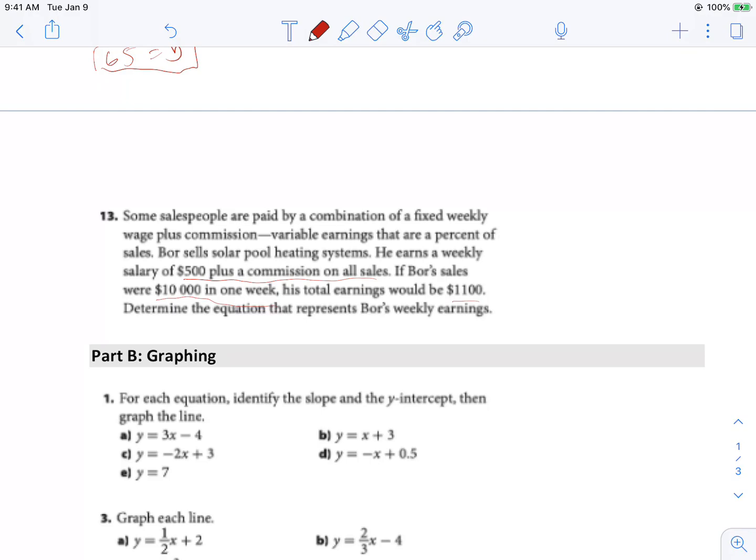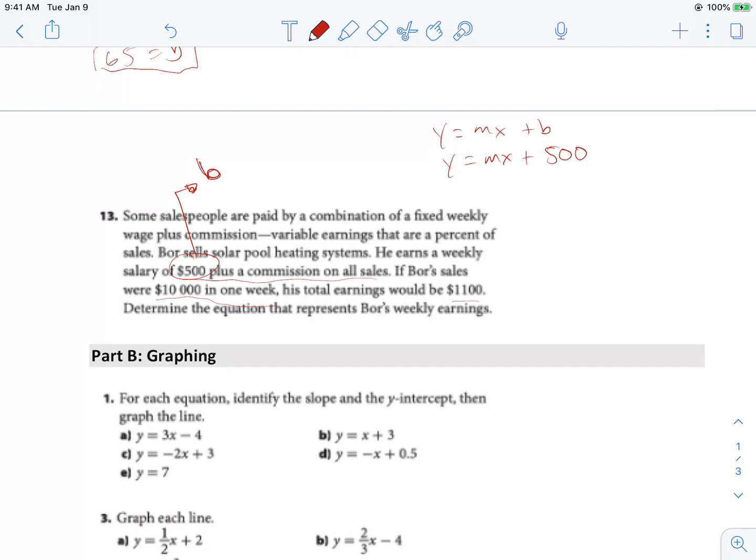Okay, so here's what we know. y equals mx plus b. We know we have to fit it into this. It also says that we get $500 no matter what plus a commission on our sales. So we know this is our starting value. No matter what, we're going to get this. This is our b. This is our y-intercept. This is what we start off with no matter what. So y equals mx plus our b value, which we know is 500.